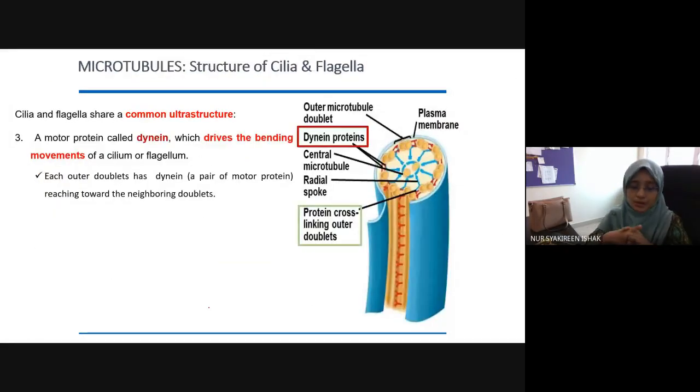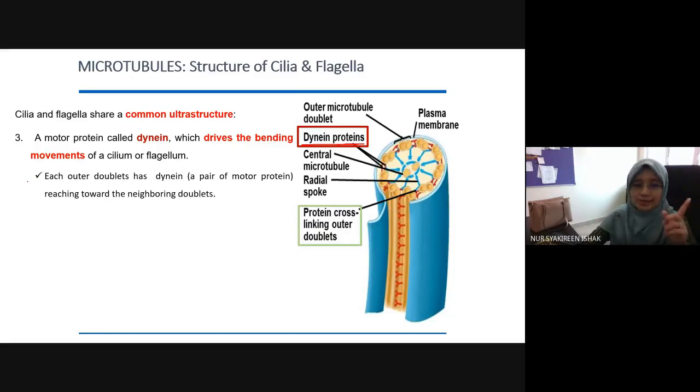So the next structure that flagella and cilia share is that they have a motoprotein which is called dynein. Yang merah-merah tu, tengok kat structure tu, the red structure here is the motoprotein or the dynein protein. The function of the dynein protein is to attach the outer doublets together, and it also drives the bending movement of the flagella or the cilia. So that is the three common outer structures shared by cilia and flagella.